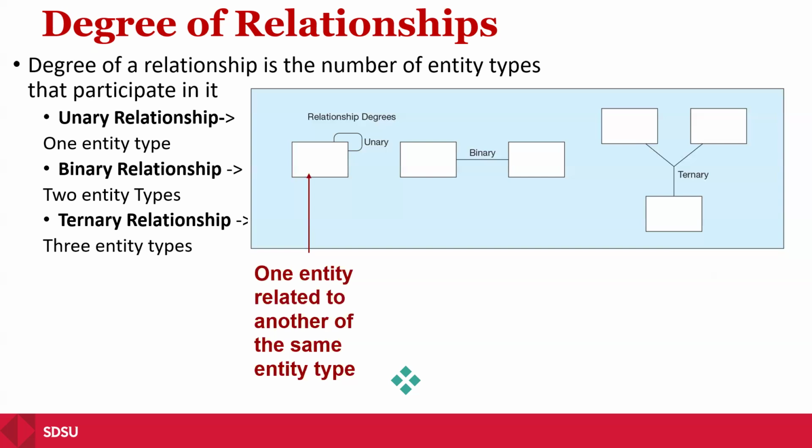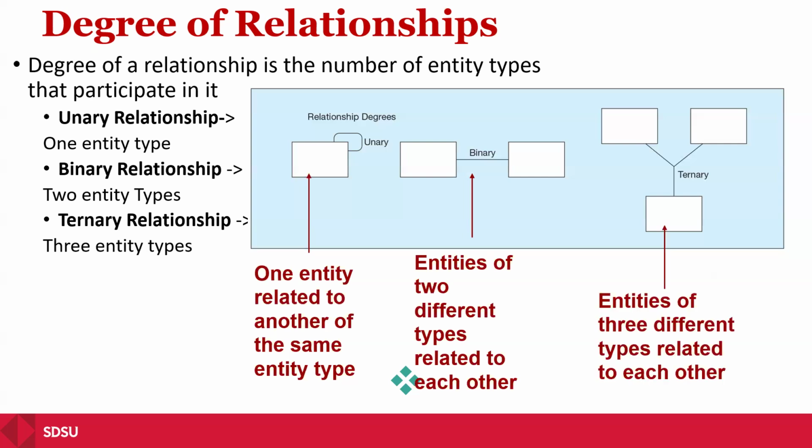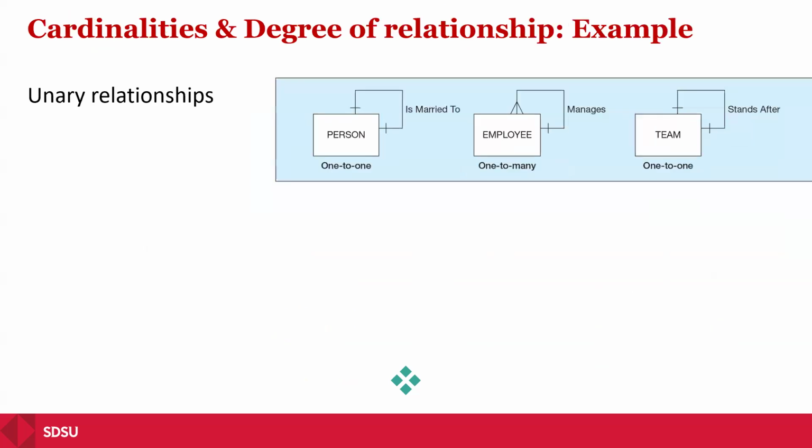And just like we talked, it's unary when we have one entity related to another entity of the same type. So entities related to itself. We have binary with two different entity types and ternary with three different entity types. So here's an example of cardinalities. Degree for unary relationship can be one to one, one to many.